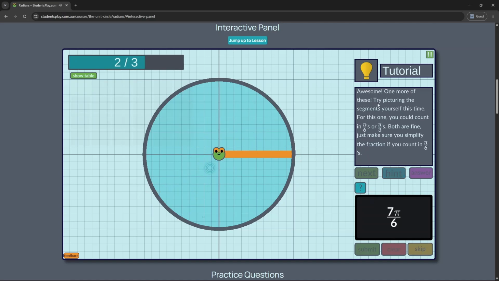Awesome. One more of these. Try picturing the segments yourself this time. For this one, you could count in pi on 6s or pi on 3s. Both are fine, just make sure you simplify the fractions if you count pi on 6s.